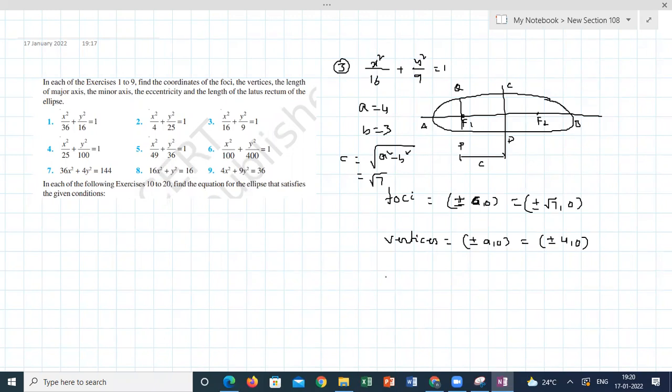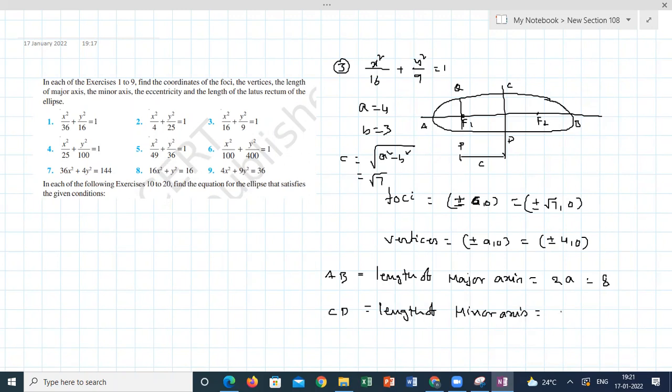Length of the major axis: 2a is equal to 8. Length of the minor axis, semi means half, that is equal to AB here. This will be CD, the minor axis: 2b, which is equal to 6.